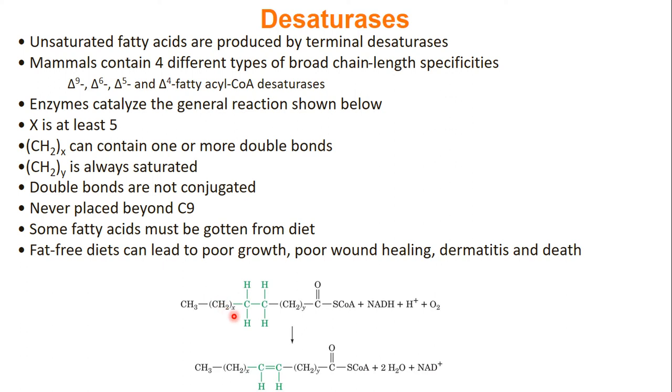Here in CH2X, X has to be at least 5, and it can contain 1 or more double bonds, while our carbons here in Y before we add the double bonds are all saturated, so there are no double bonds in these carbons. Now, when making double bonds, they're not going to be conjugated or next to each other, and we're never going to place them beyond C9. As shown in our names, we don't have any desaturase that is greater than delta 9.